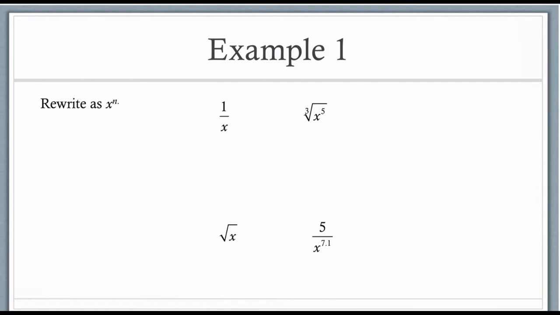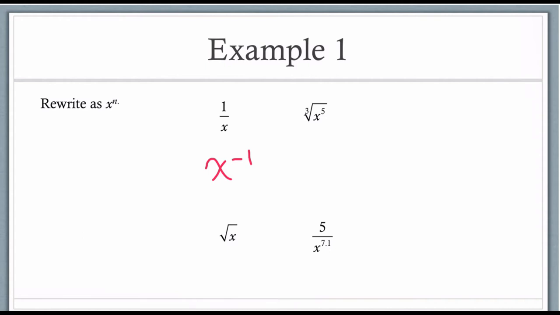Let's first look at an example where we're going to rewrite different functions as power functions. So first I have 1 over x. So remember, when x is in the denominator of the fraction, that means my exponent is negative. So we can rewrite this as x to the negative 1. Right below it, we have the square root of x.